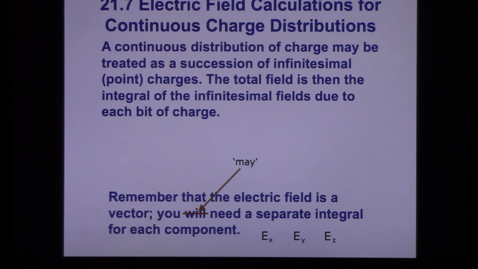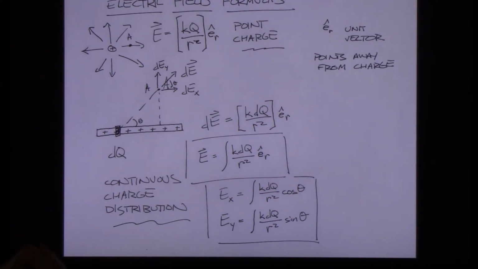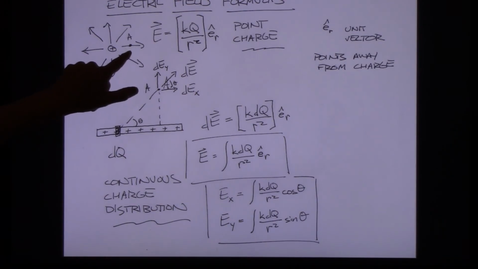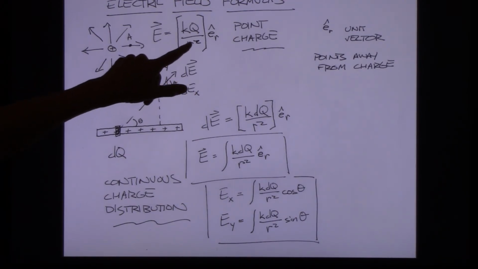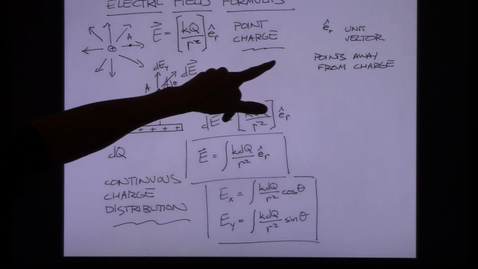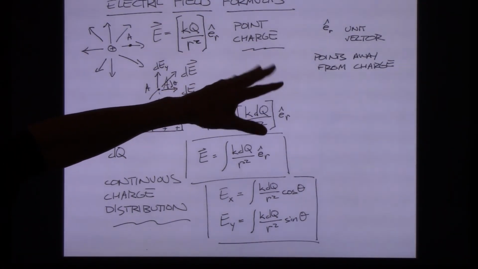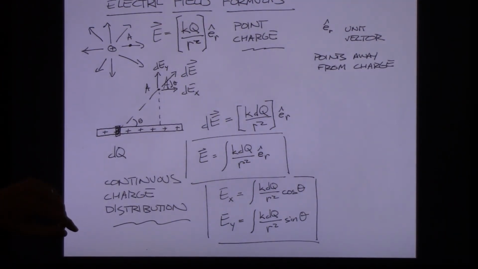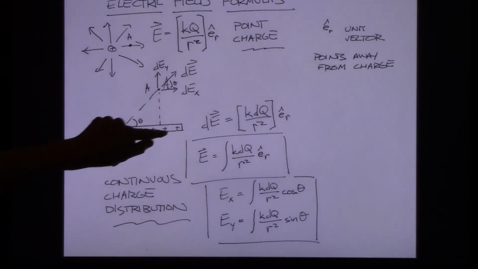Well, let's go ahead and take a look at this first example. So let's pull out the electric field formulas. Here is a point charge, there is a point in space, and the electric field at that location is kq over distance squared, times the unit vector, and again the radial unit vector points away from the charge. Now, instead of a point charge, what I have is a stick of charge.